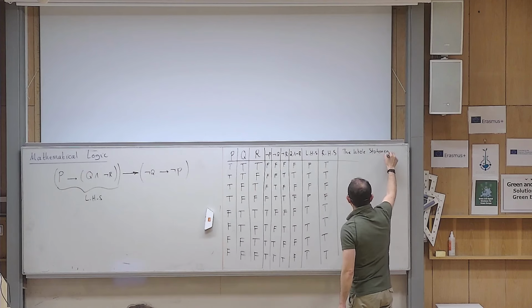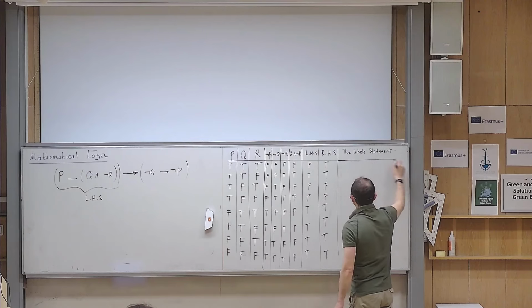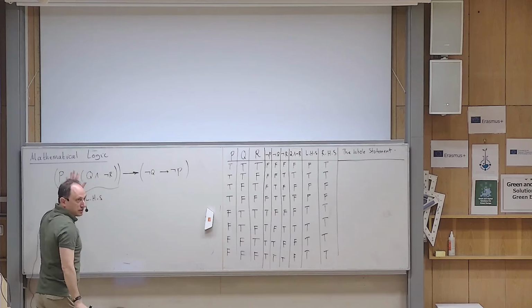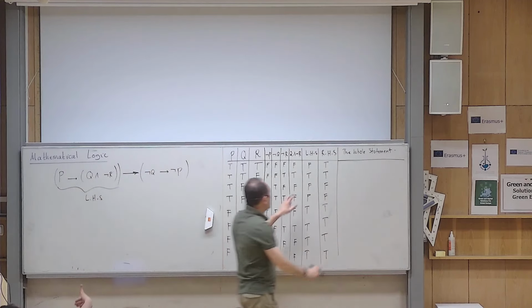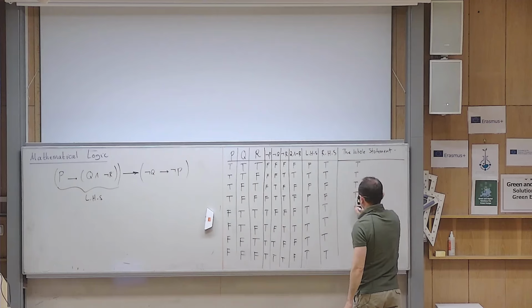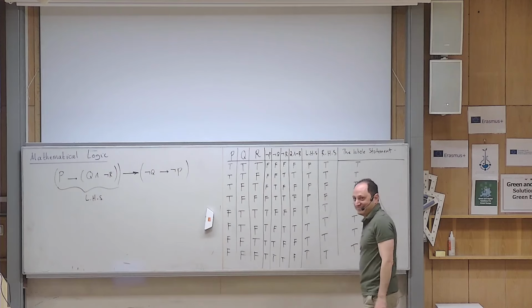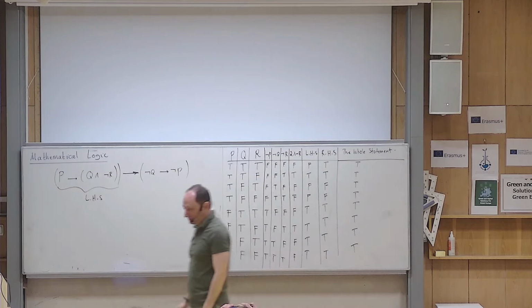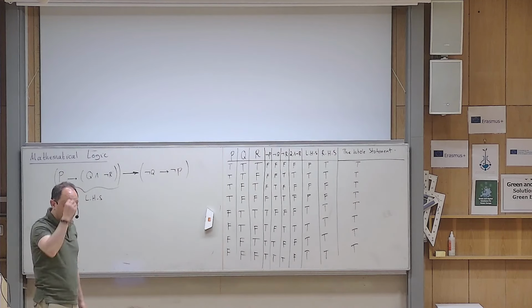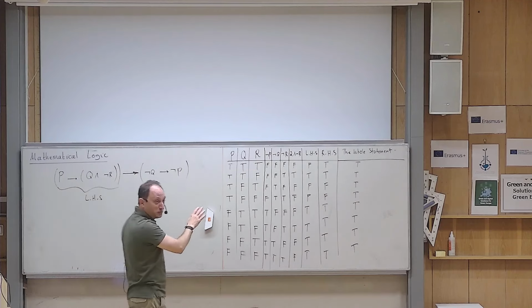So what should I do now? The left-hand side is my premise, the right-hand side is my conclusion. So tell me, what happens here? T, T, T, T, T, T. Is it T? Yes. Okay, so it's always a T. So it's also a tautology. I hope that we haven't made any mistake.